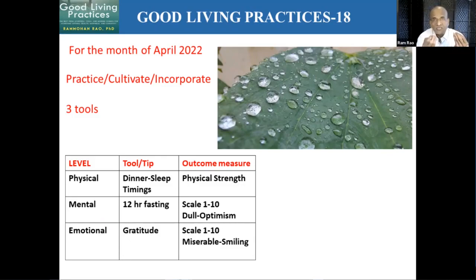And one of the reasons, I'm not saying it is the only reason, but one of the reasons could be keeping a very short gap between dinner and sleep. So I said, let's maintain a 3-hour gap, 3 to 4 hours gap. All right, minimum 3-hour gap.